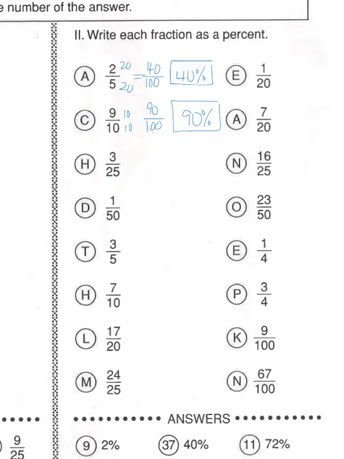Let's take a look at one more. We have 3 over 25. 25 times 4 is 100. 3 times 4 is 12, and so 12 out of 100 is 12%.